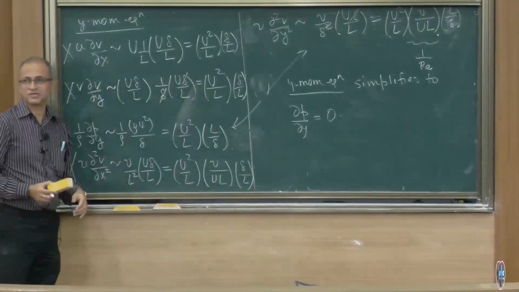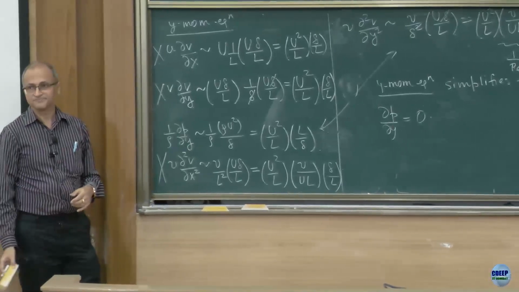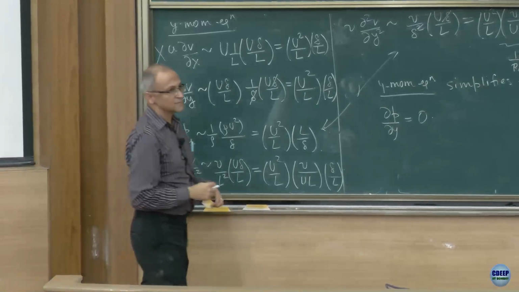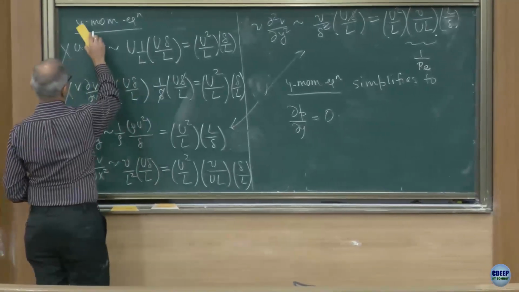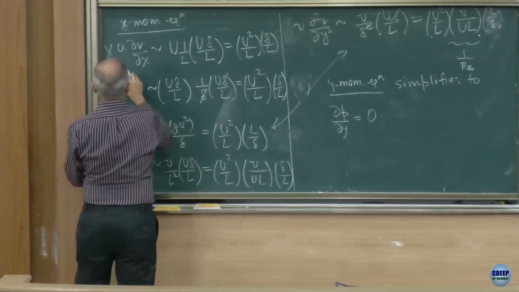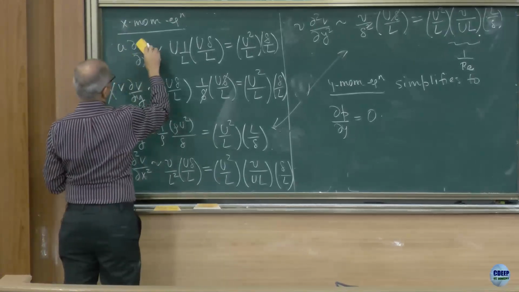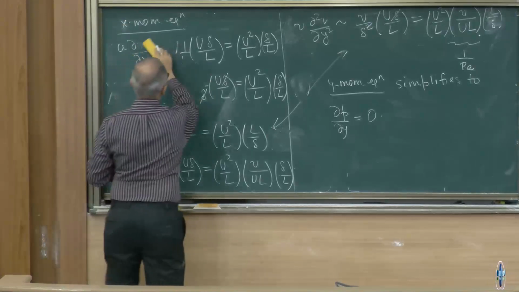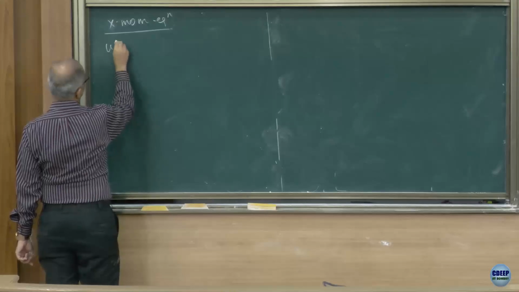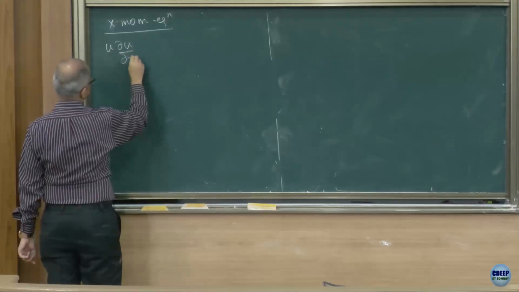Okay. Any questions? Any other questions? So we have simplified the y momentum equation. Now we start looking at the x momentum equation. So let us just get rid of everything and rewrite everything. U dou U by dou x.